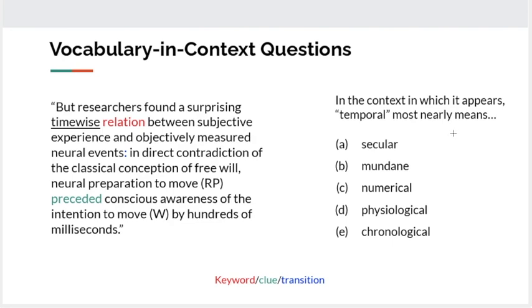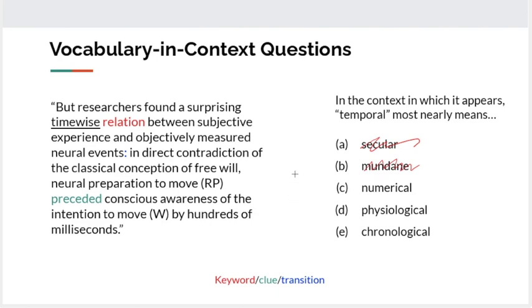And once we do that here, we'll note that secular is not a good match for time-wise or temporal. Secular means the opposite of religious, something that is not concerned with or pertaining to spiritual, religious matters. Mundane means ordinary, run-of-the-mill, the opposite of extraordinary.